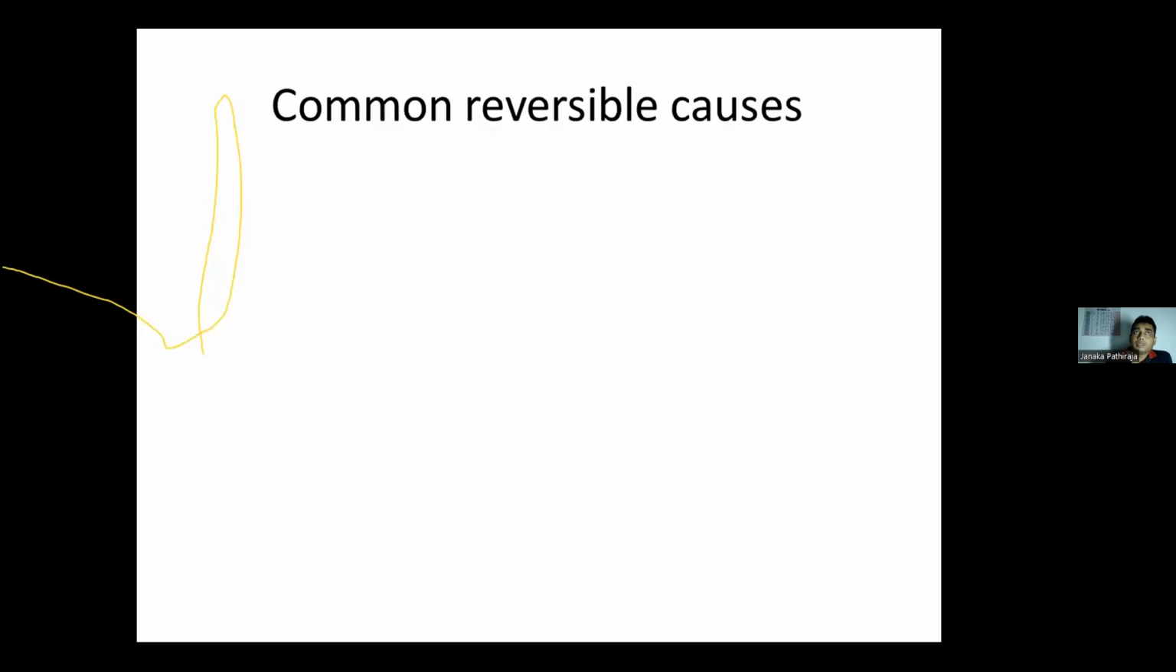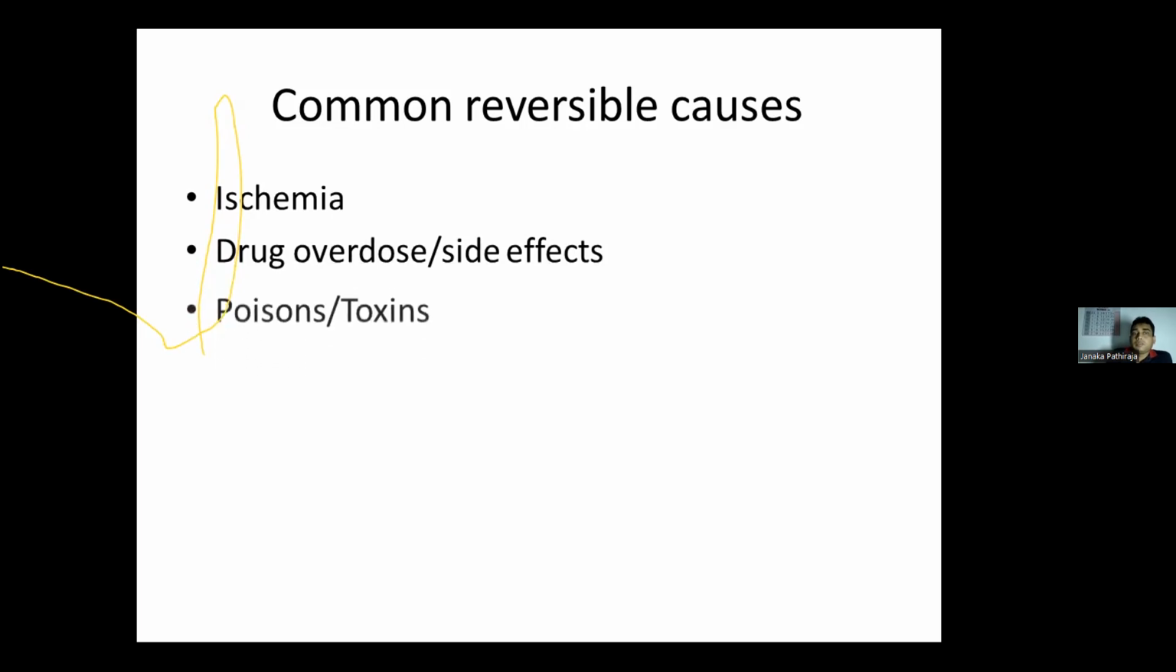Yeah, beta blockers and all rate limiting and antiarrhythmic drugs can lead to bradycardia, maybe as a side effect or as an overdose, right? Sometimes it could be a side effect, or sometimes it could be an overdose. So these are the common reversible causes, right?